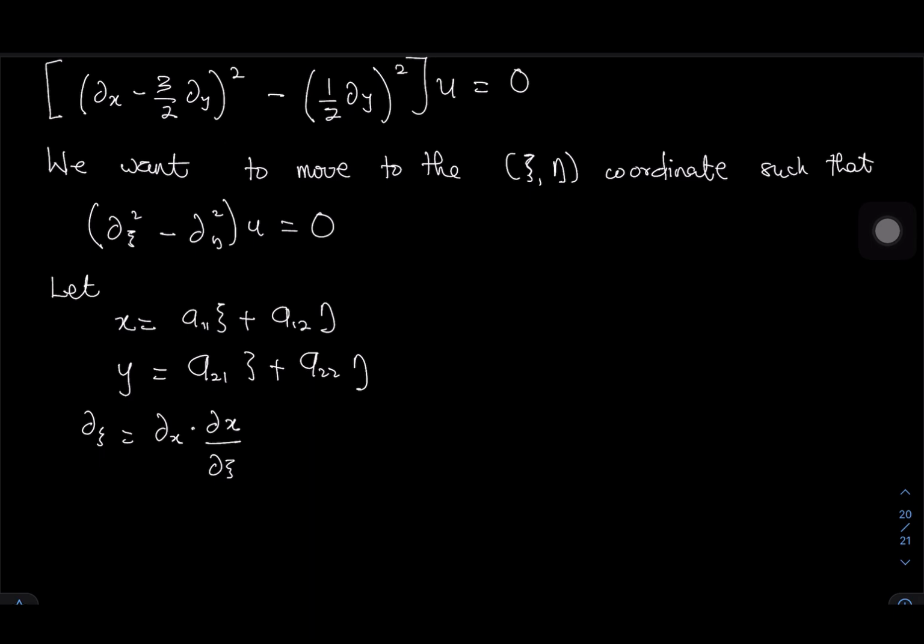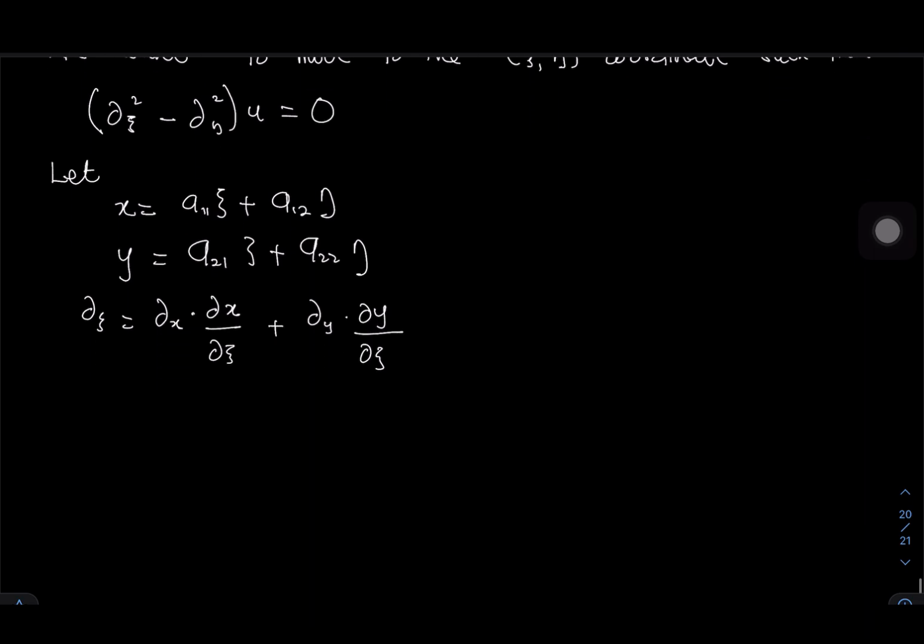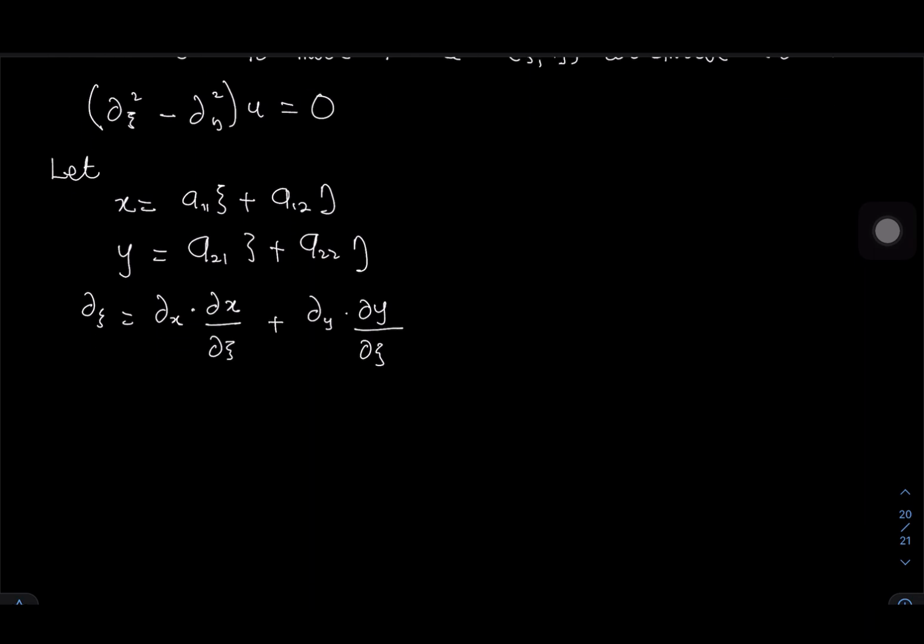Then plus the derivative of u with respect to y times the derivative of y with respect to xi, because we are trying to find the derivative of u with respect to xi. By chain rule, that's it. So what do we know?